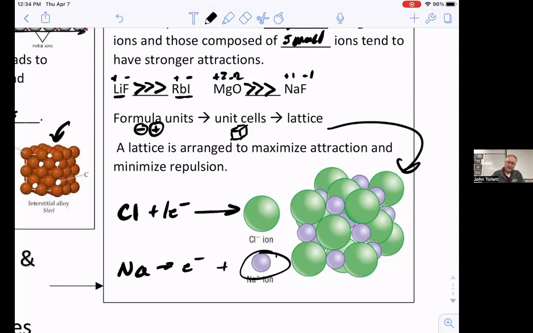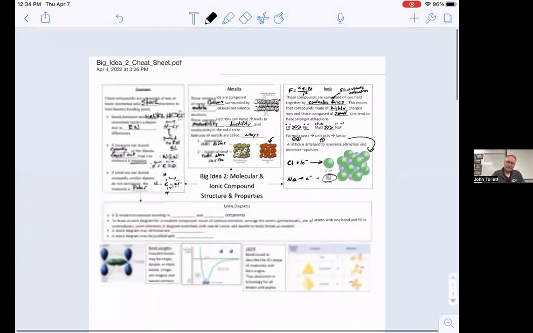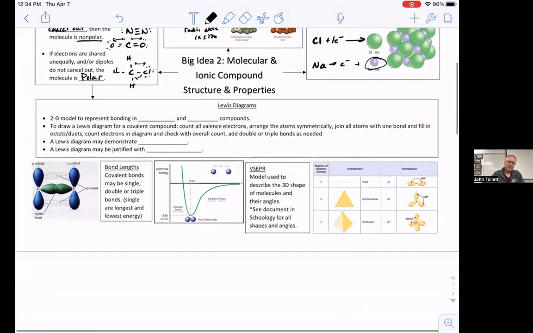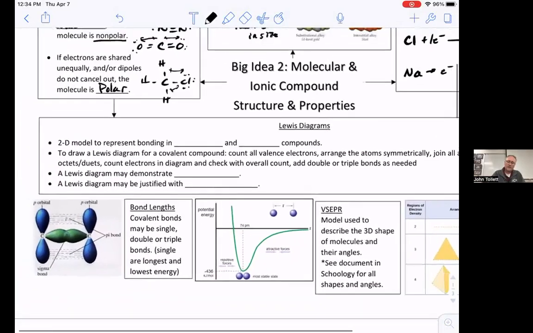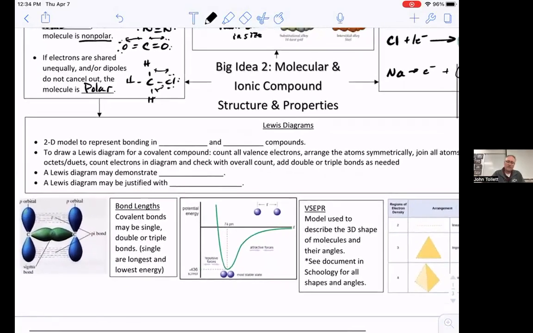So let's go back to the Lewis structures I promised to go back to. They're down here on the bottom. A Lewis diagram is a model that represents, in 2D, no less, unless you're really good at drawing and shading, the bonding in covalent and ionic compounds.